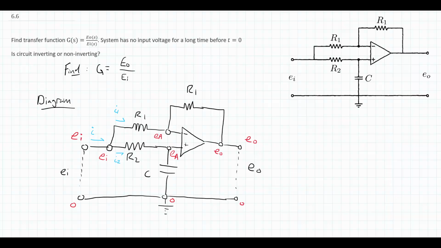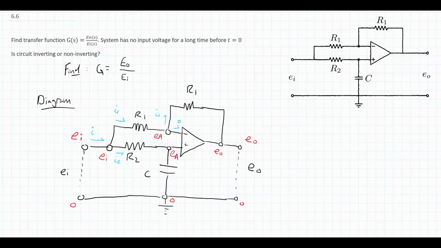Now I'll follow the top branch as I go. So I go across R1 and I arrive at EA. So there's going to be a current split there as well. So it's I1 coming in. I know that for an ideal op amp, the current into the inputs has to be 0. So that is going to have a current of 0. So again, by KCL, this must be I1 because it's I1 coming in. It's 0 plus I1, or I1 going out.